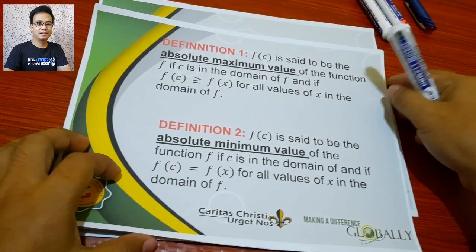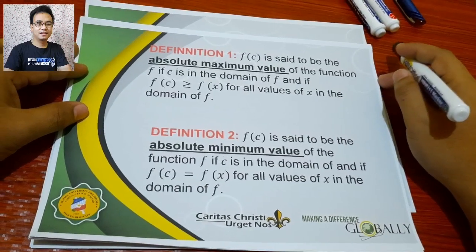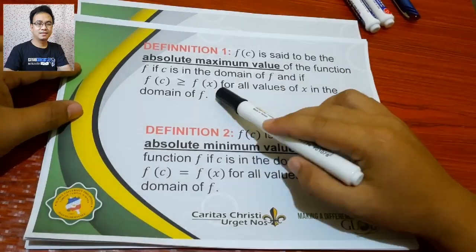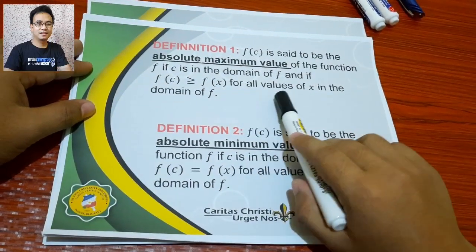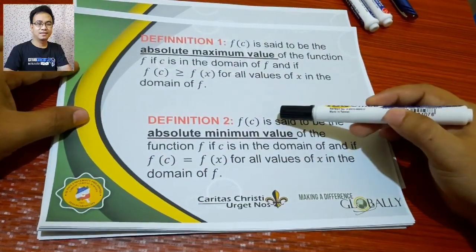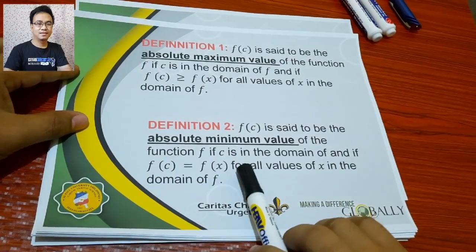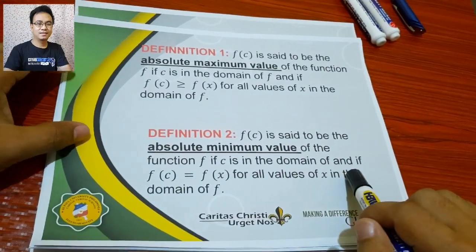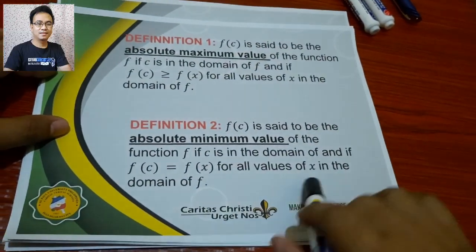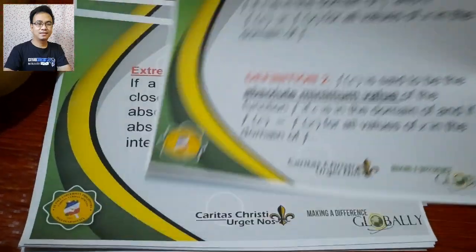Definition number 1 says that f of c is said to be the absolute maximum value of a function f if c is in the domain of f and if f of c is greater than or equal to f of x for all values of x in the domain of f. For the second definition, we have f of c is said to be the absolute minimum value of the function f if c is in the domain of f and if f of c is less than or equal to f of x for all the values of x in the domain of f. Okay, let's continue.